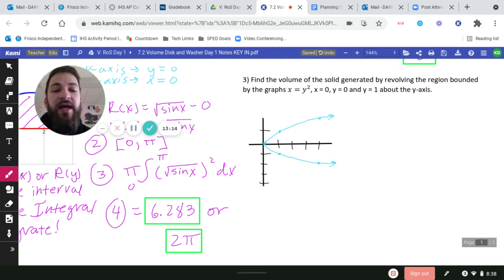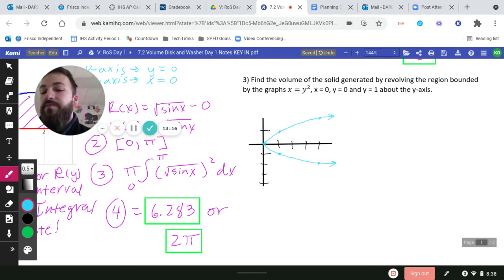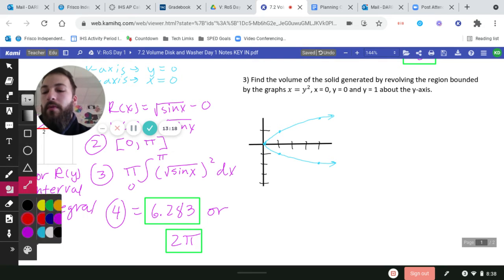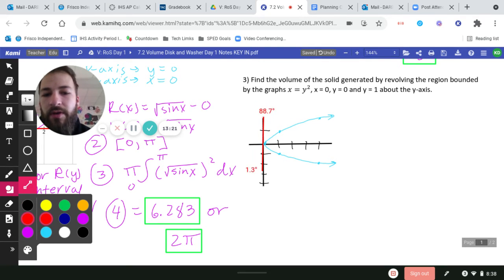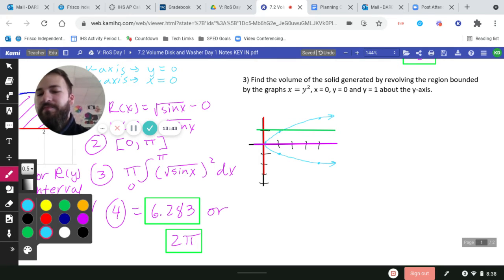And then, of course, we have the lines x equals 0, y equals 0, and y equals 1, all bounding. Not the greatest graph, mind you. And of course, you can graph this on your calculator. You don't have to graph this by hand.